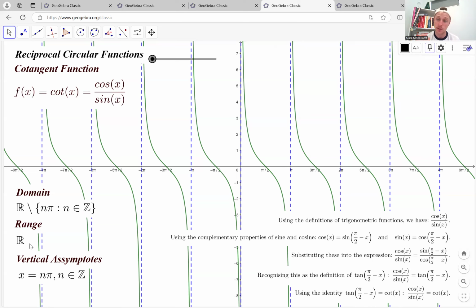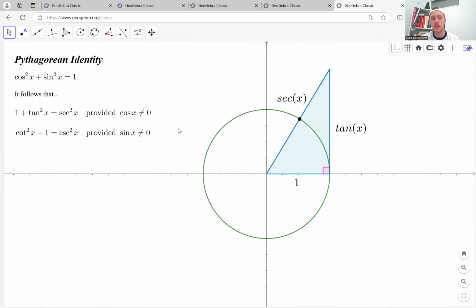The range is easy for this one. The range is just all real numbers. And your vertical asymptotes, as we said, are just at integer multiples of pi. So that is the cotangent function. So I think that one's interesting. Yeah, that's what it looks like. Let's have a look at the last thing we're going to talk about, which is the Pythagorean identity.